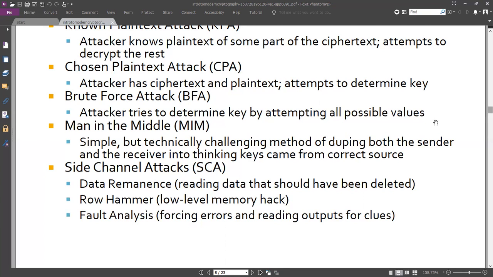Then we have side channel attacks, or SCA. It's data remnants, leaking data that should have been deleted, and Rowhammer. So this one is a row-level memory hack. And then we have fault analysis, forcing errors and reading the output for clues. This normally happens with what we call SQL injections, and also what we call NoSQL injections.